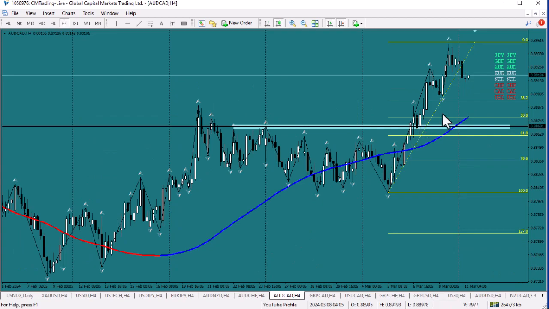Then the Aussie CAD, Aussie green zone, CAD red zone. Yes, definitely a big swing since this consolidation period. So we could expect some form of a retracement here.